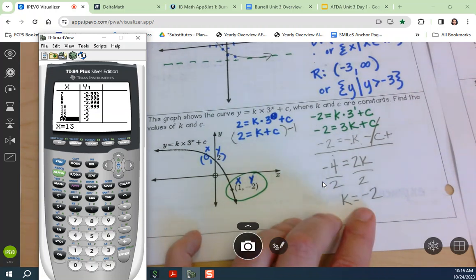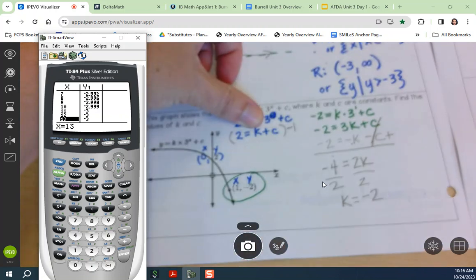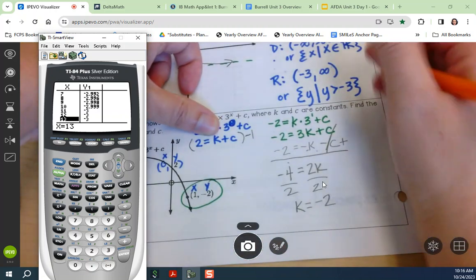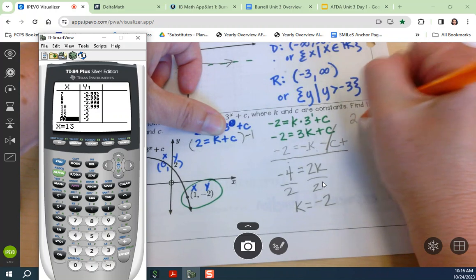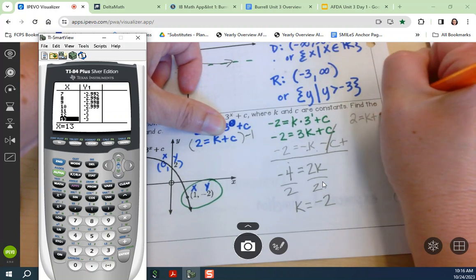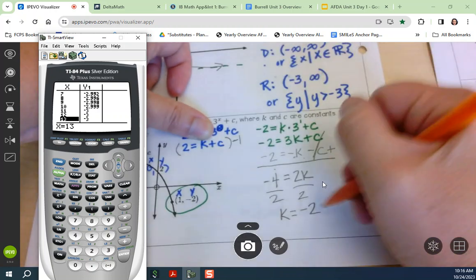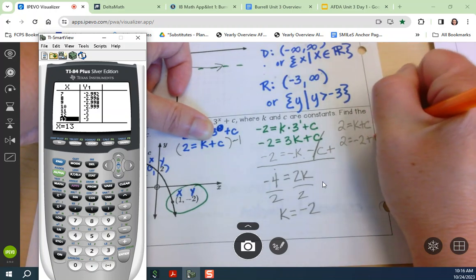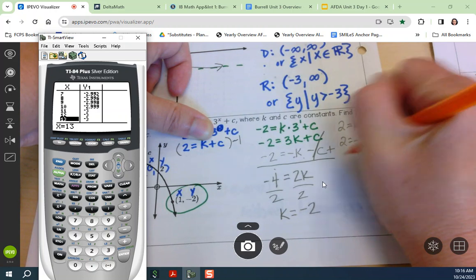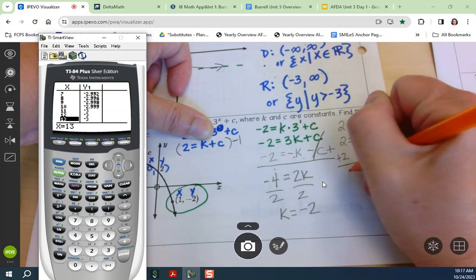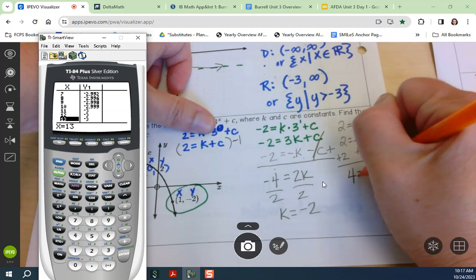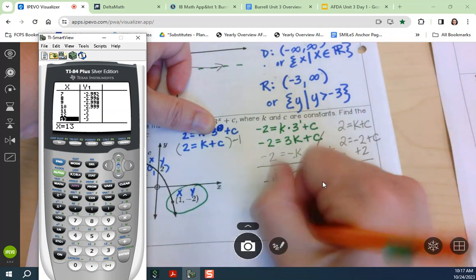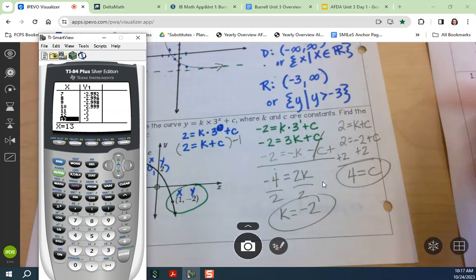Now that's k, we need to find c. And I think I'll put it back into this original one, 2 equals k plus c. So remembering 2 equals k plus c, I'm going to put -2 for the k, so 2 equals -2 plus c, and add 2, and I get 4 equals c. So this is solving it by hand. I'm going to pause for a minute in case you want to process that, and then we'll do this on the calculator.